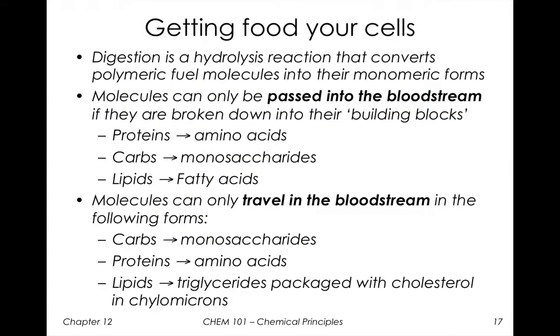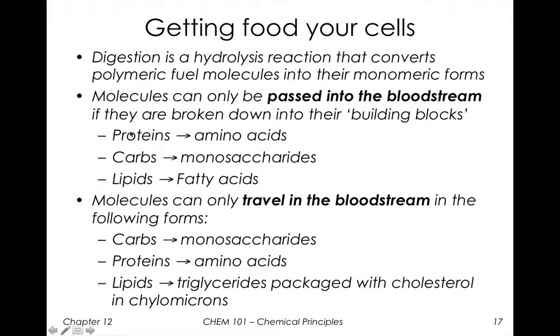All right, so big picture, how do you get food and fuel into your cells? So we first have to start with digestion. Digestion, as we learned about, is a hydrolysis reaction. We need to break those glycosidic or peptide linkages or those ester linkages in our lipids, and we generate monomeric forms of these fuels so that we can get them out of the digestive tract and into the bloodstream.